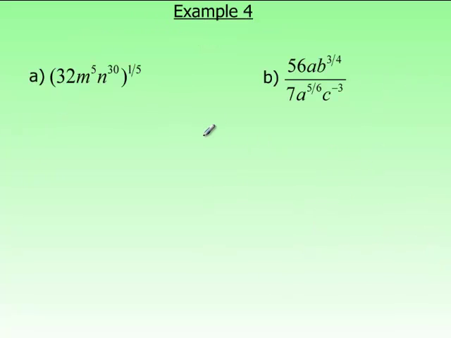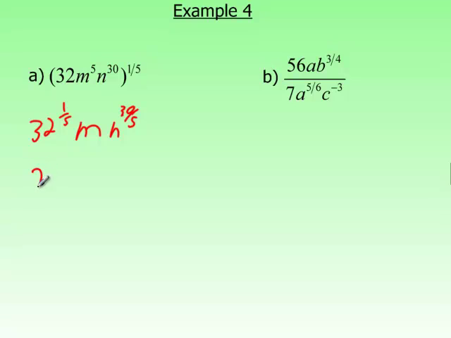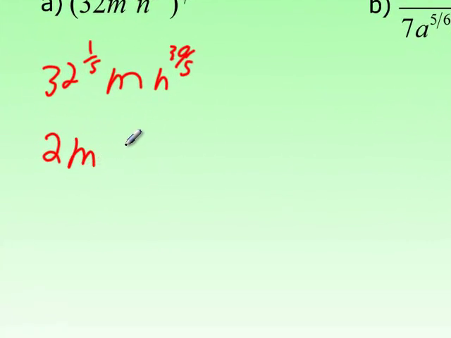Okay, so in example 4, I have 32 m to the 5th, n to the 30th, and I just want to simplify this. So I can do the power of a power property. I'll have 32 to the 1/5 power, and then m to the 5 times 1/5, which is just 1, and then n to the 30 over 5. That'll just be 2m and then n to the 6th.